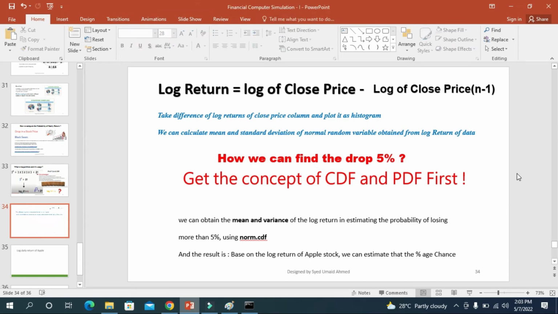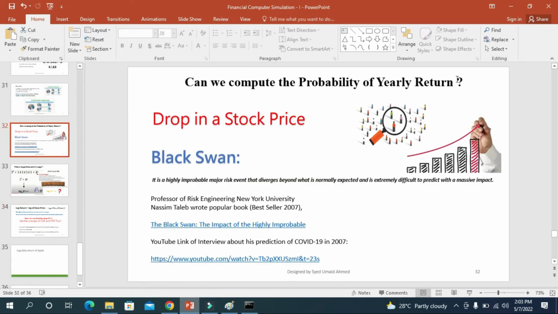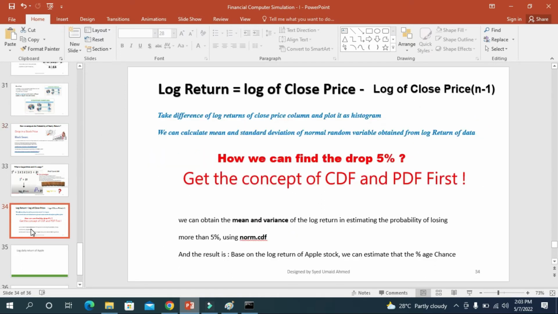For finding how much the stock price is dropping in a day, or our big question, in a year, we must know two concepts. The first is CDF and the second is PDF. So we obtain the mean and variance of the standard log return. We have already done it.